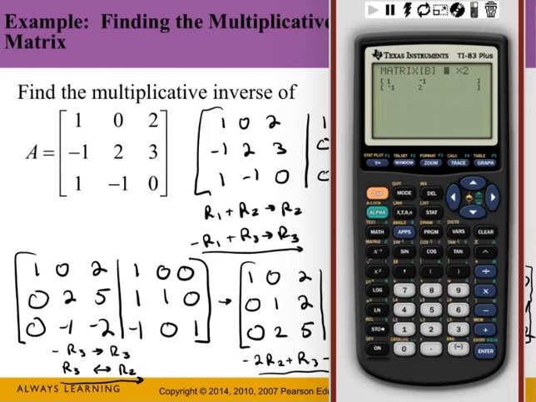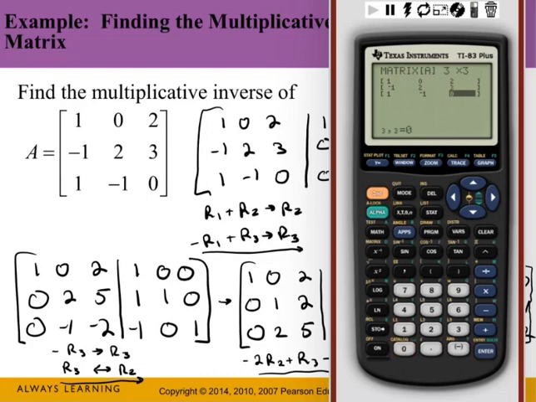Okay, another thing I can do is just reset the device. Okay, let's go back to matrix. Let's go to edit. So now our matrix A is going to be a 3 by 3 square matrix. And the entries are 1, 0, 2, -1, 2, 3, 1, -1, 0.